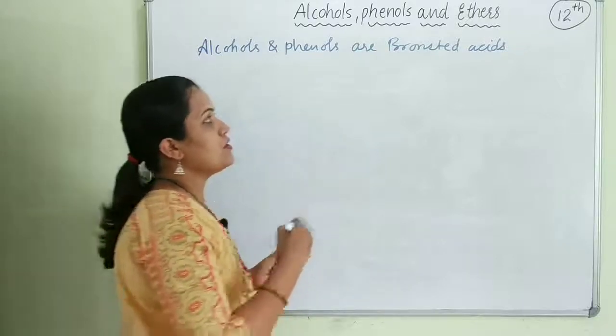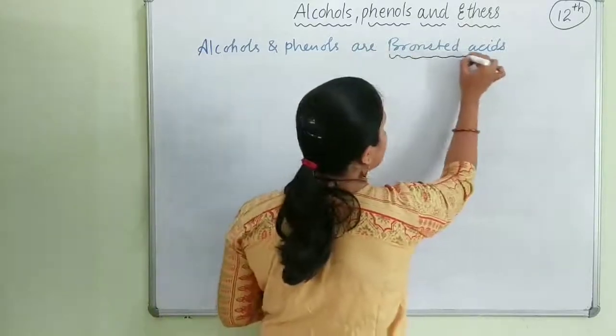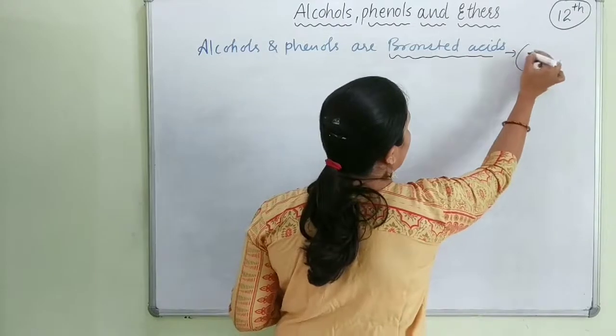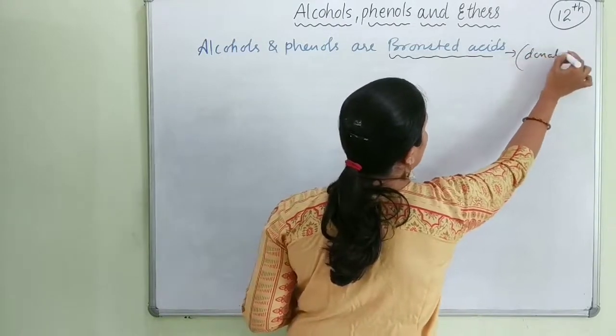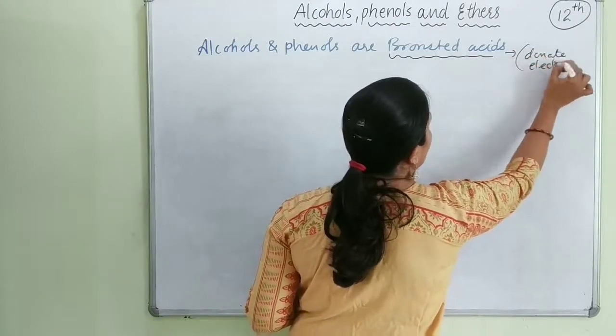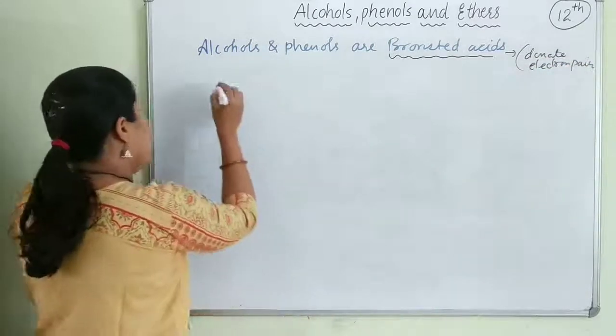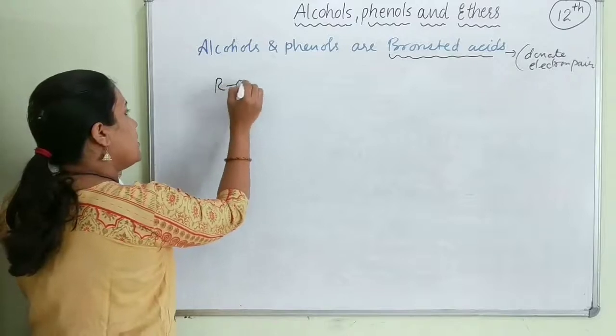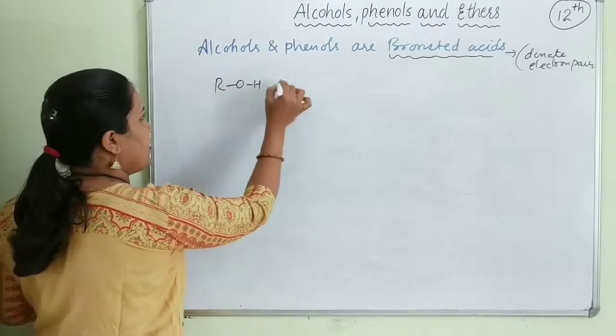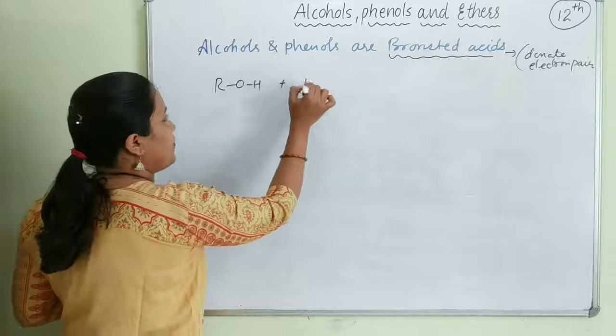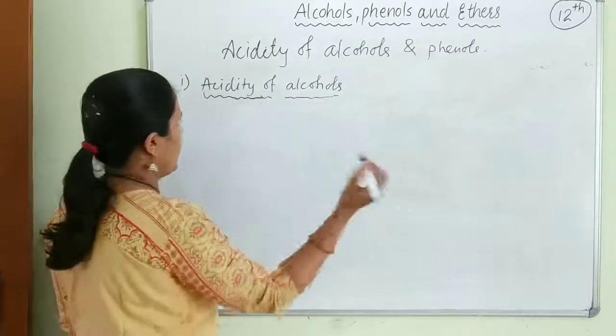So what do you mean by Bronsted acid? Bronsted acids are those which can donate an electron pair. Now, let's see how, as we have this ROH, and here it is the base. The concept of acidity of alcohol.